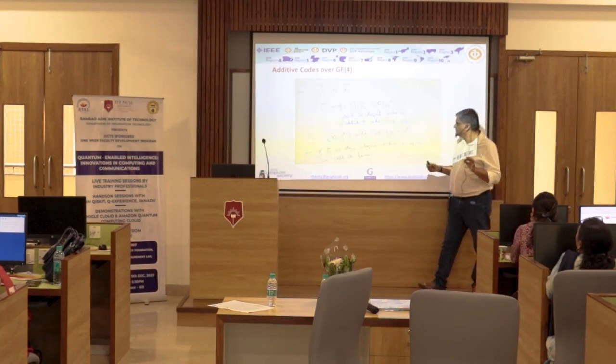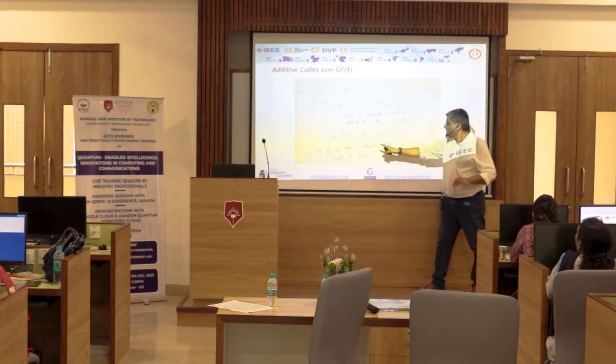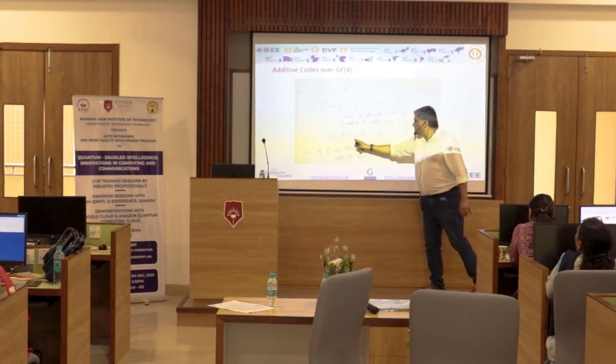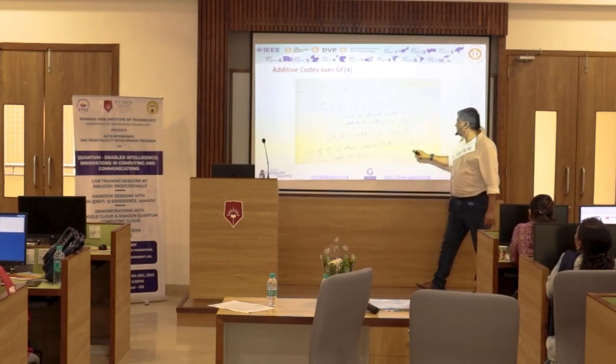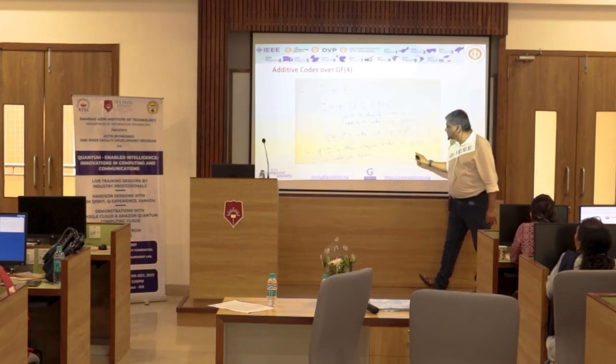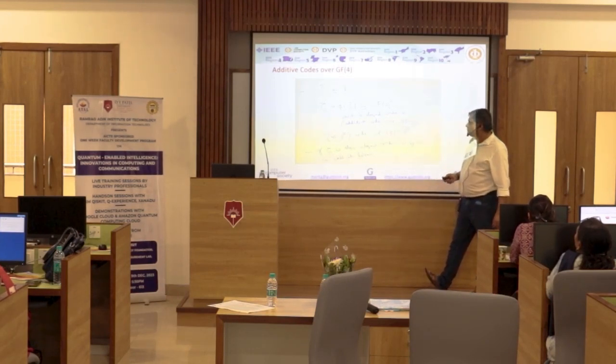We call it additive codes, closed with respect to addition. And the parameters are n and 2 raised to k. The number of vectors is 2 raised to k. If C is closed under multiplication by omega, then we call it a linear code.